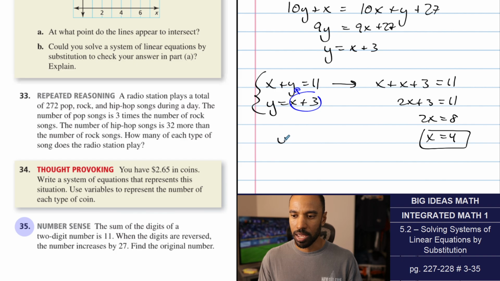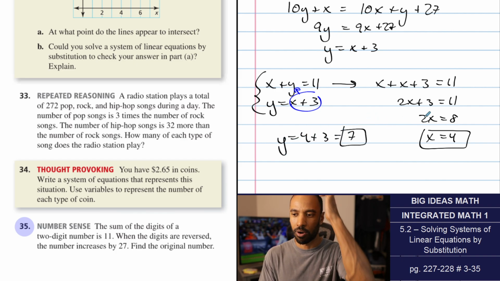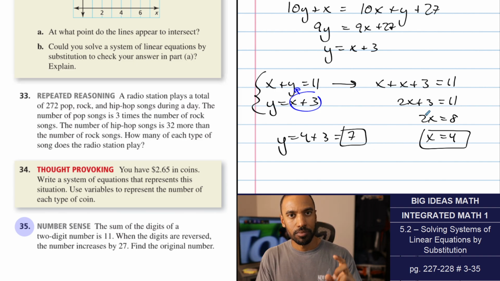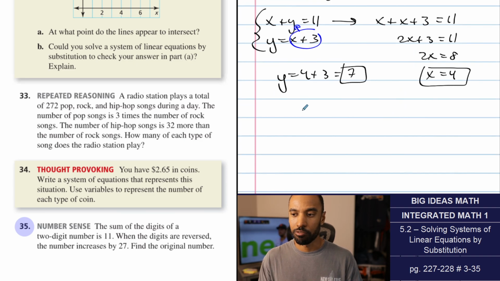Y is x plus 3. 4 plus 3, which is 7. So you get 4 and 7. Find the original number. X is the tens digit, Y is the ones digit, 47. The original number is 47.